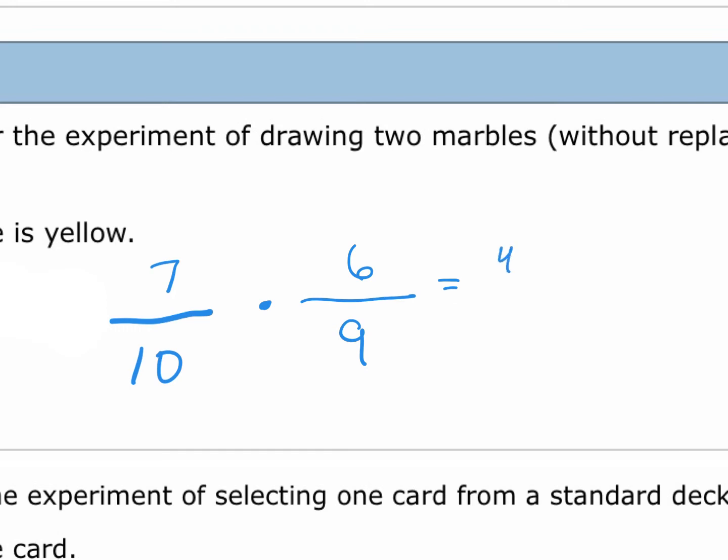And then we multiply. You get 42/90. Do I leave it like that? You have to simplify it. Always simplify. So 7/15.